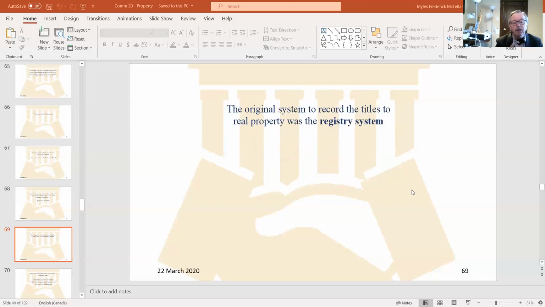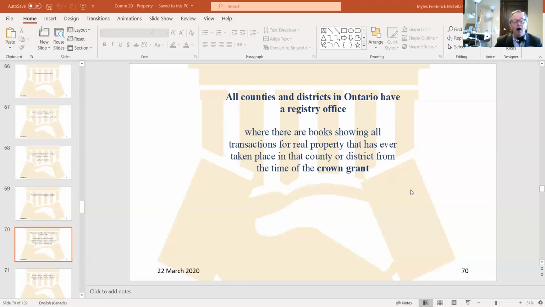Right? The original system that we had basically in all common law jurisdictions is a system that's called the registry system. All counties and districts in Ontario have a registry office. So the District of Algoma's registry office happens to be here in Sault Ste. Marie, and it's in the Service Ontario premises. I think it's 430 or 428 Queen Street West. You guys all know it. It's next to the courthouse. So that's the Service Ontario office.